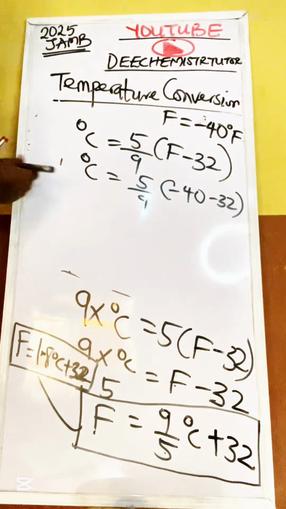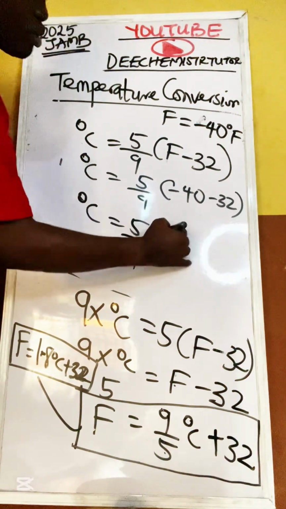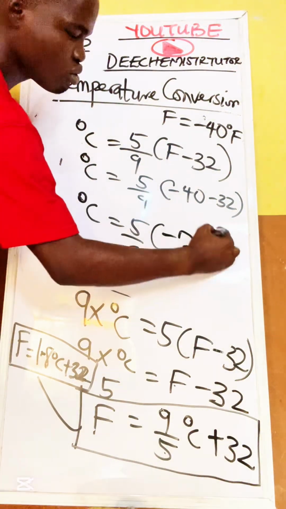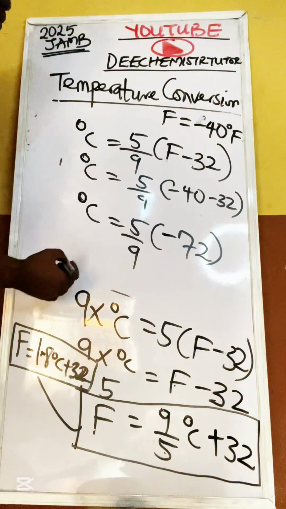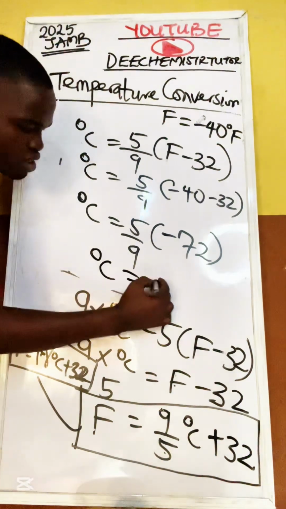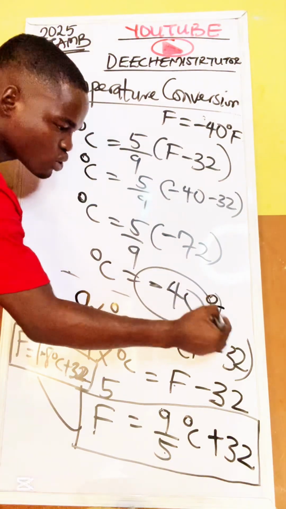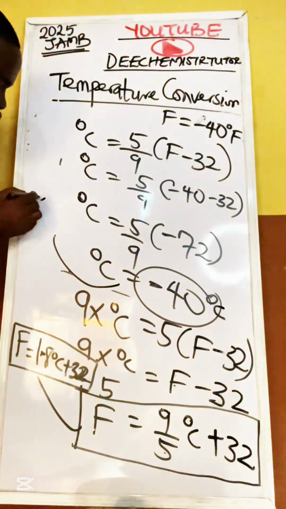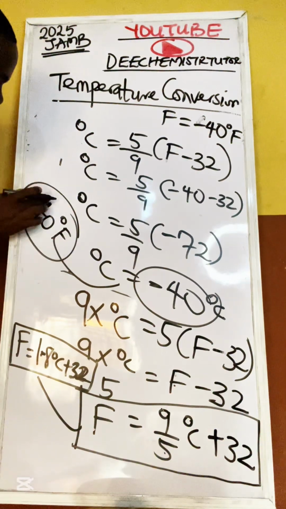So from here, you will see that degree Celsius equals 5 into 9 minus 72. Now, if you do this times this and divide by 9, you get that degree Celsius is minus 40. So you can see that minus 40 degrees Celsius is also the same value as minus 40 degrees Fahrenheit. Don't forget this thing.